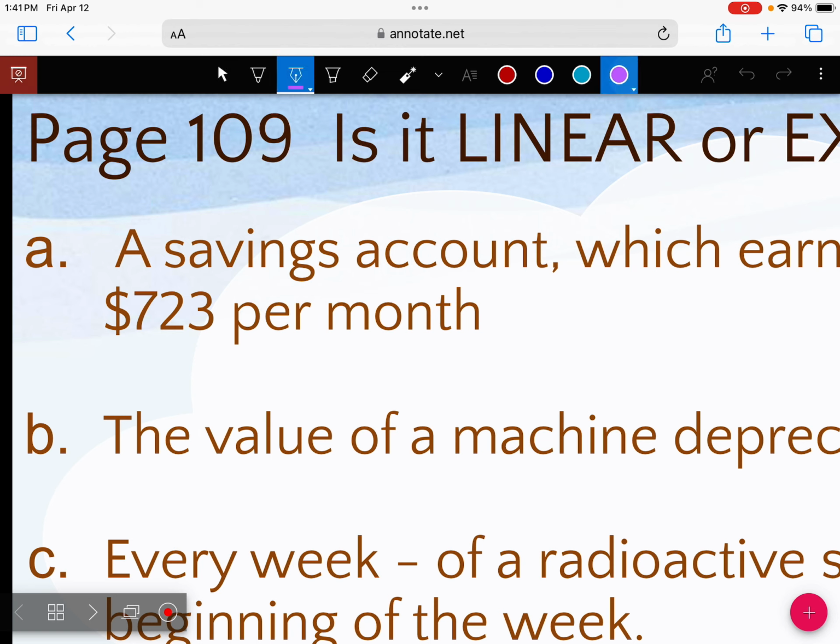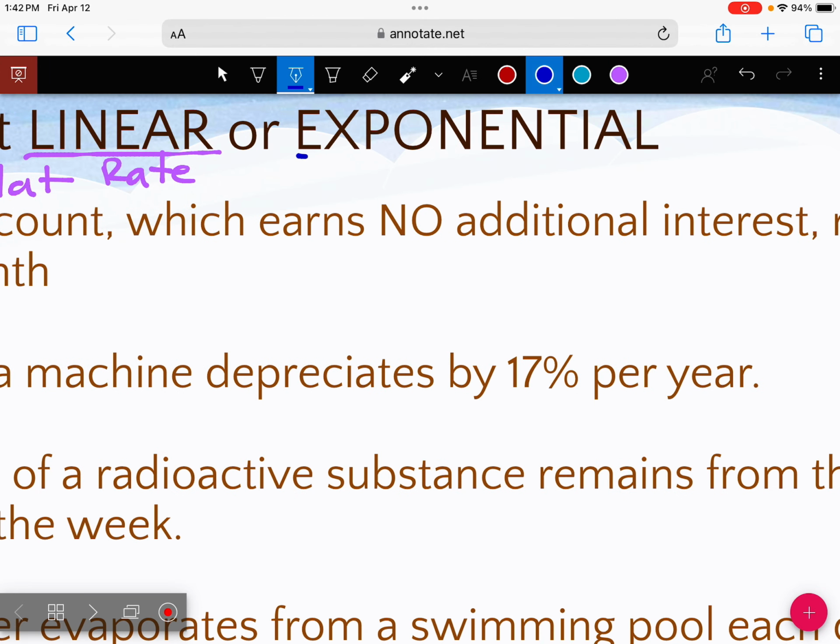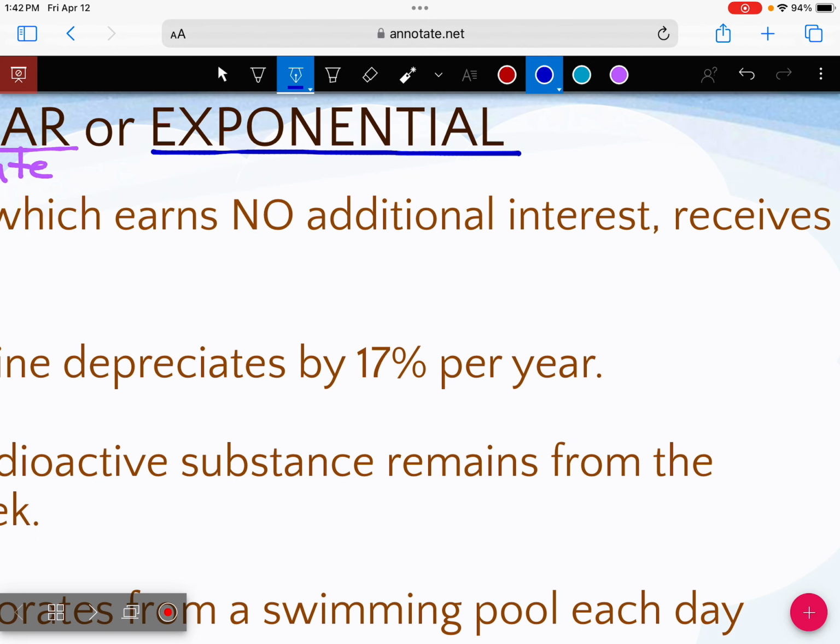So a linear, our rate doesn't change, or the amount doesn't change. So it changes by $2 each month. So it's called a flat rate. Constant rate. Consistent rate. And on an exponential, that changes. So it's a changing rate.